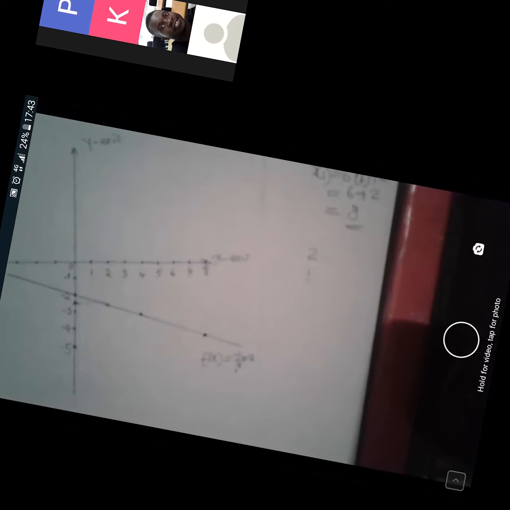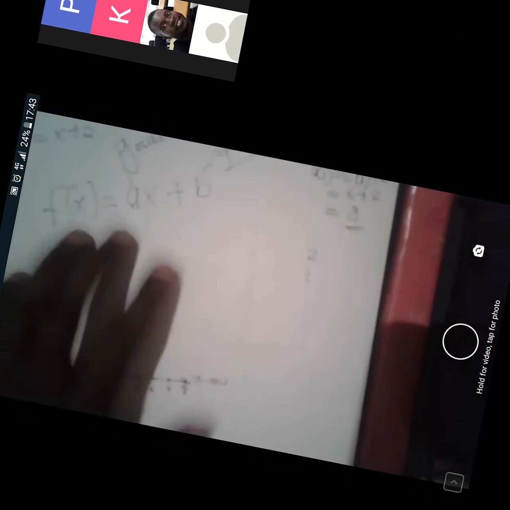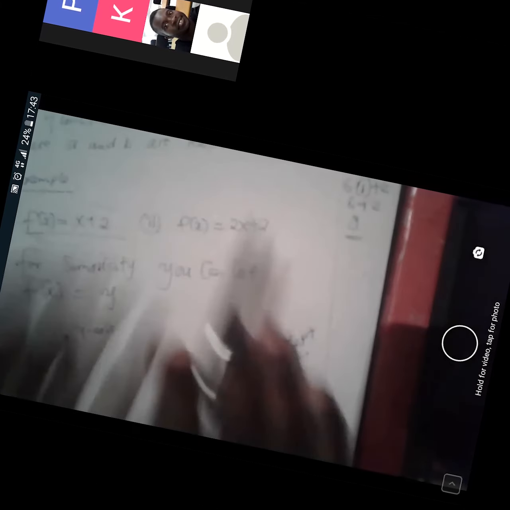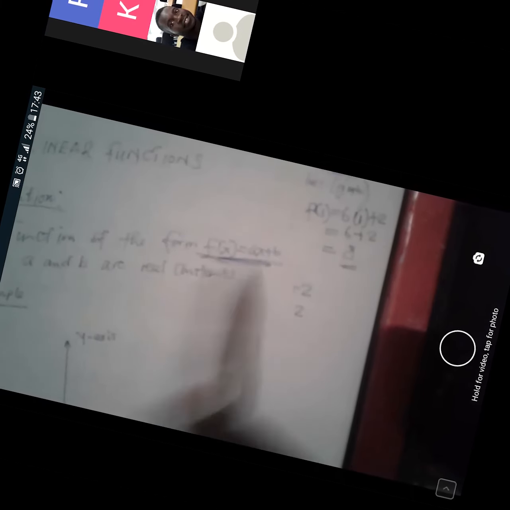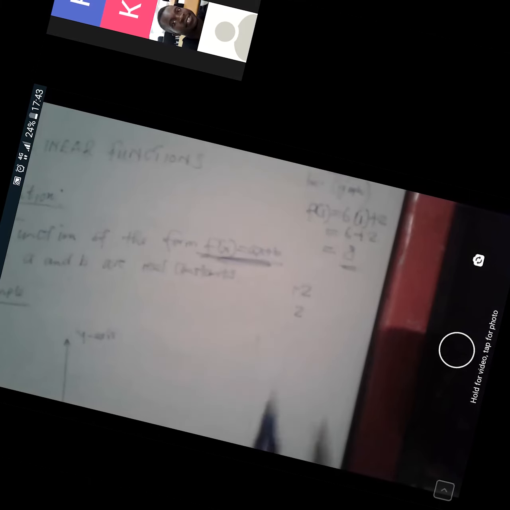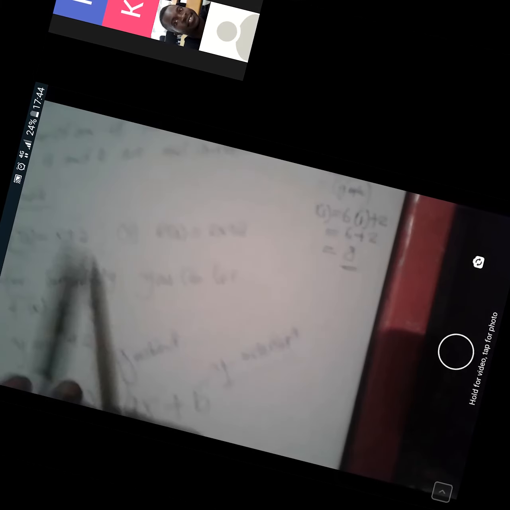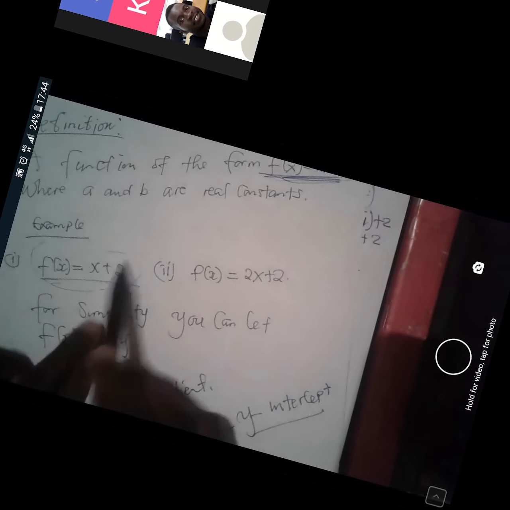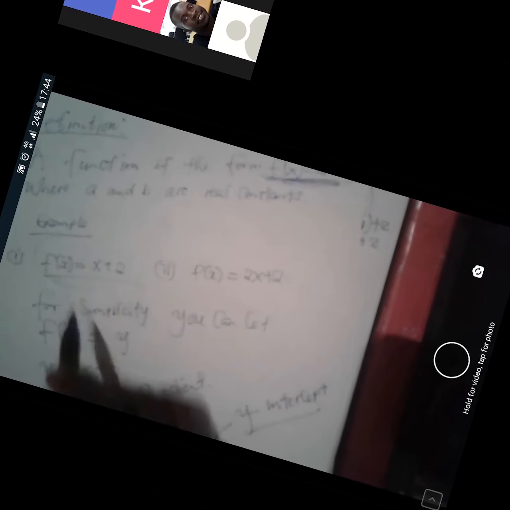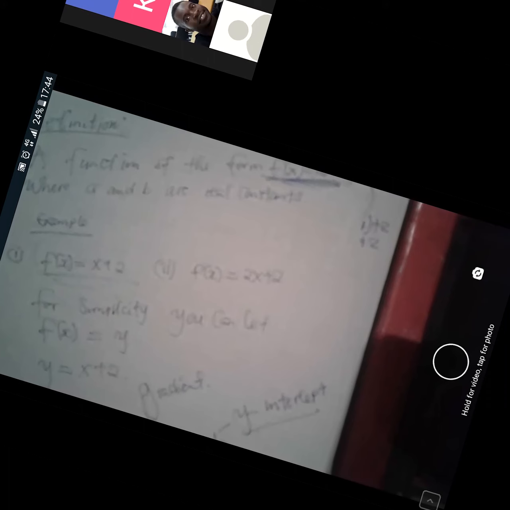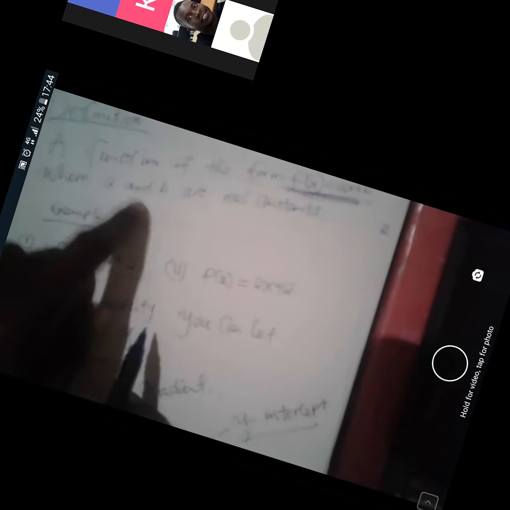I think there's nothing much to know about linear functions apart from knowing the general form of a linear function, which is simply ax plus b, where a and b are constants. What do we mean by constants? If you look at this example, f of x is equal to x plus 2, this 2 doesn't change, it's a constant. And the coefficient of x there, in this case it is 1, is also not going to change. And 1 and 2 are real numbers. That's why we say where a and b are real constants.